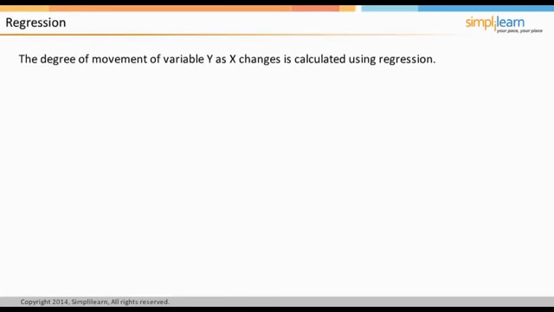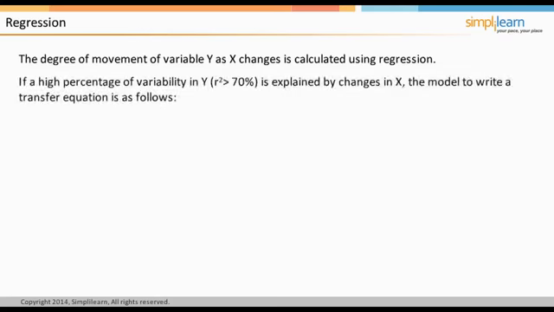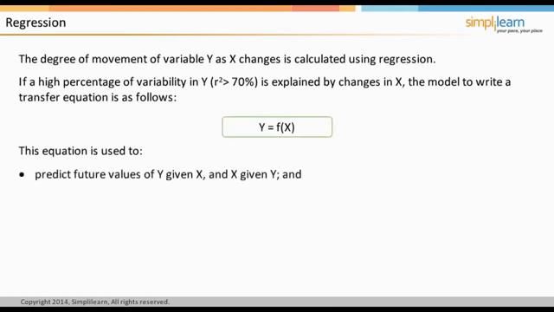In this screen, we will learn about regression. Although correlation gives the direction of movement of the dependent variable y as independent variable x changes, it does not provide the extent of the movement of y as x changes. This degree of movement can be calculated using regression. If a high percentage of variability in y is explained by changes in x, one can use the model to write a transfer equation y is equal to f of x and use the same equation to predict future values of y given x and x given y.